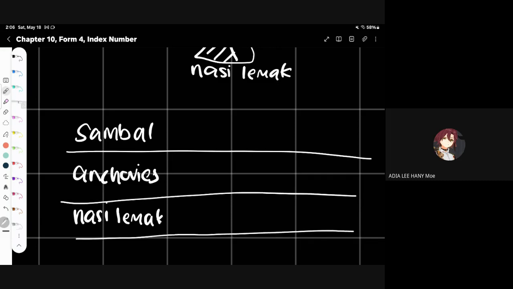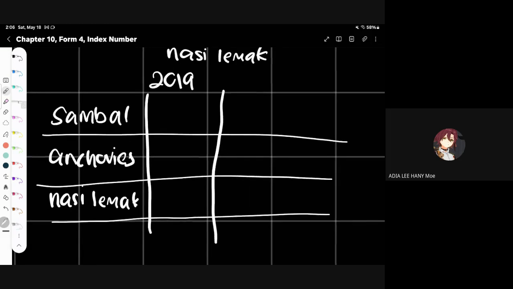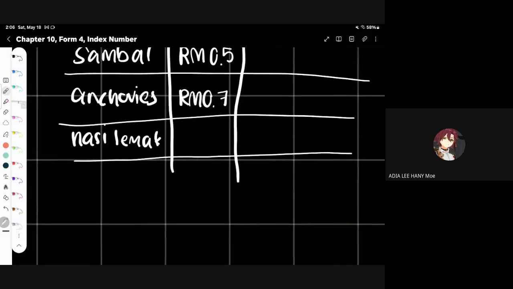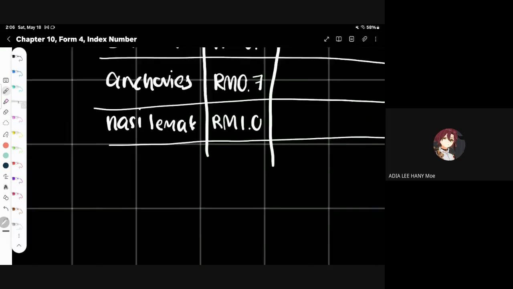So let me write the price here. For 2019, the price of sambal, let's say it is 0.5, 50 cent. Anchovies, let's say it is 0.7. And nasi lemak, let's say it is 1 ringgit.